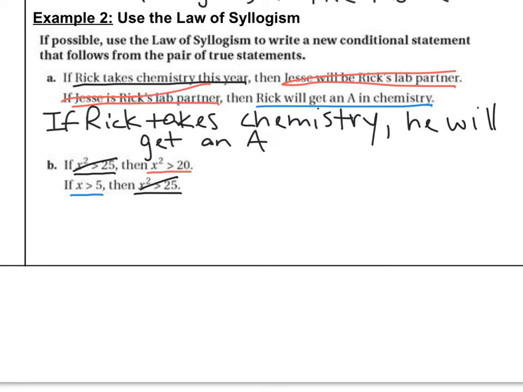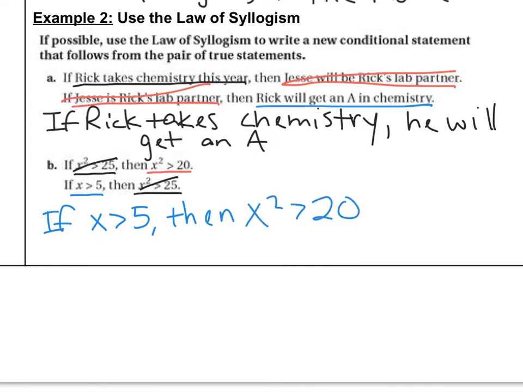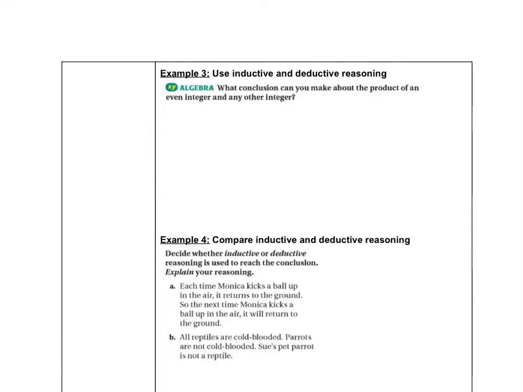You don't have to waver from the fact that this says if and this says then. So then if I want to write my if-then statement for the next one, it would simply say, just bring it on down, if x is greater than 5, then x squared is greater than 20. Again, crossing out that common part and bringing down what's left. Okay? Right, let's go ahead and take a look at example number 3.